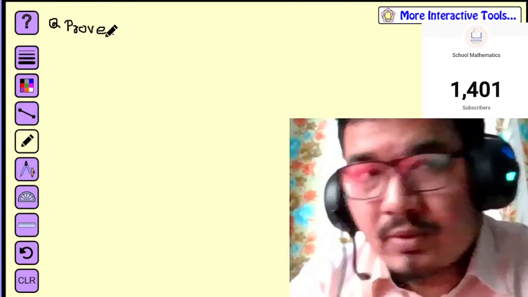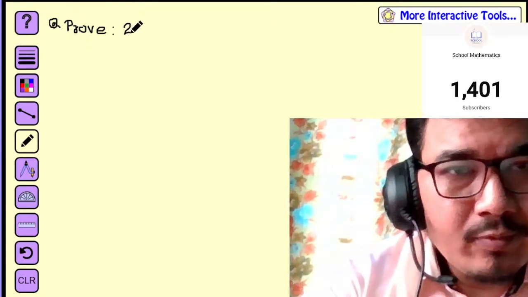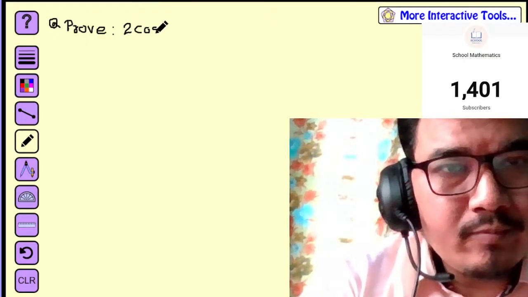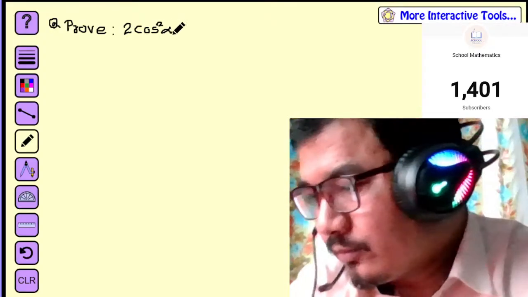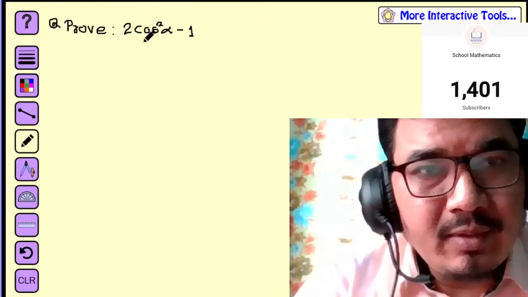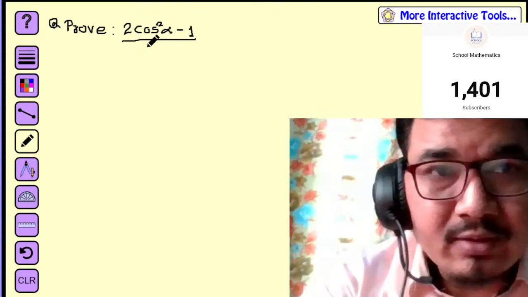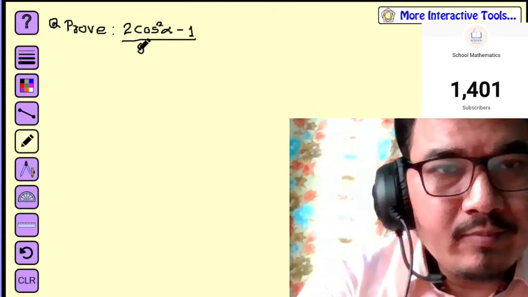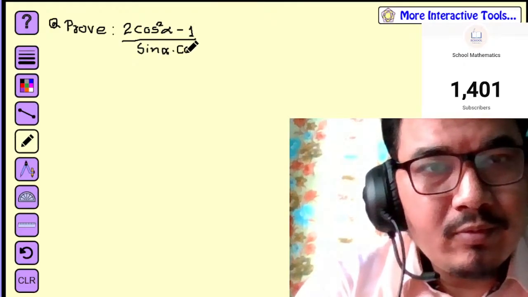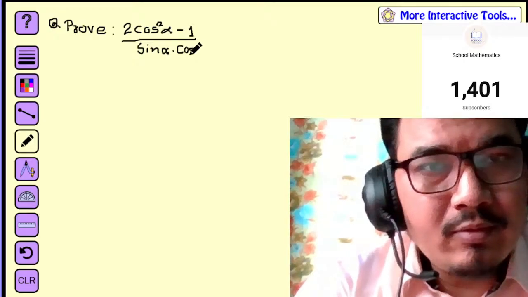The question is 2 cos square alpha minus 1, here is minus 1, and this is divided by sine alpha into cos alpha, right here, okay?